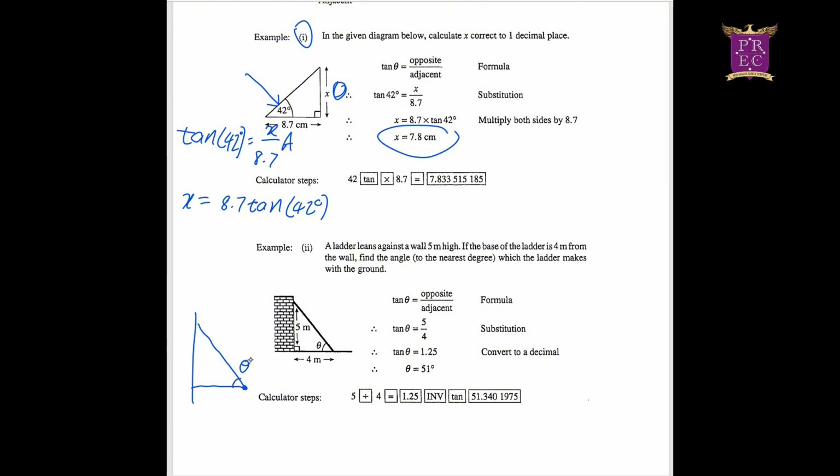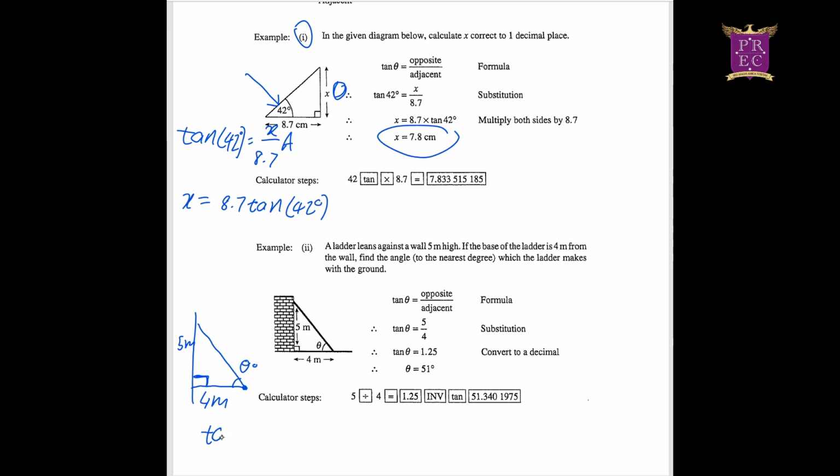Okay, we'll put the angle over here, theta degrees, and we know that it makes a right angle with the wall and the floor, and we know that the distance between the ladder and the wall is 4 meters, and the height of the wall is 5 meters. What do we need to find? We need to find the angle that the ladder makes with the wall. So what have we been given? We've been given the opposite side, we've been given the adjacent side, right?